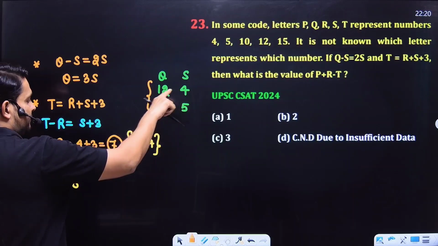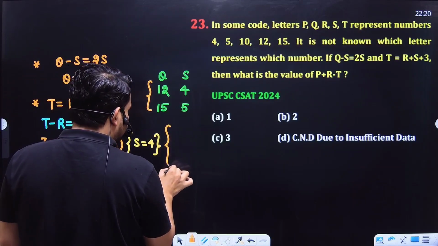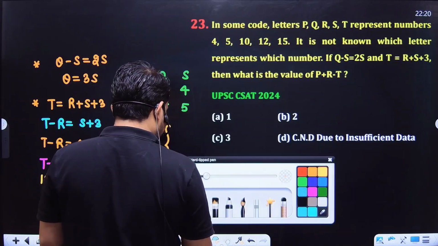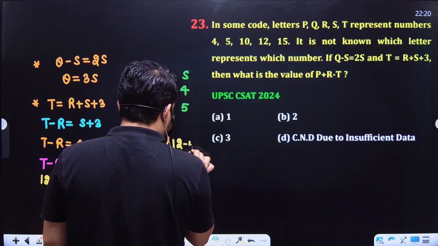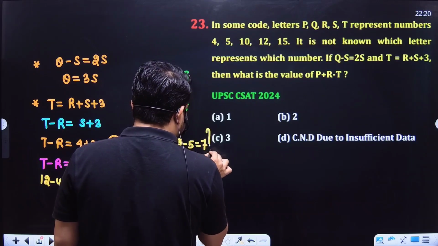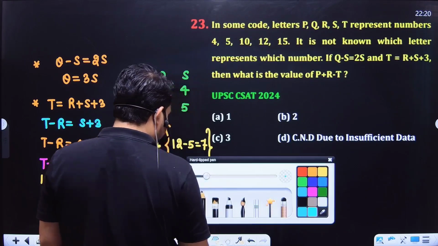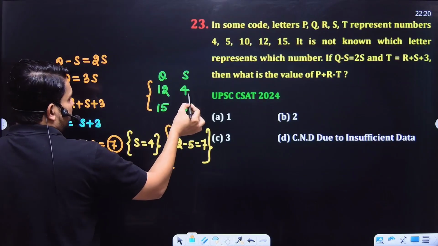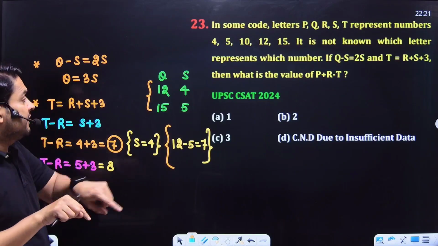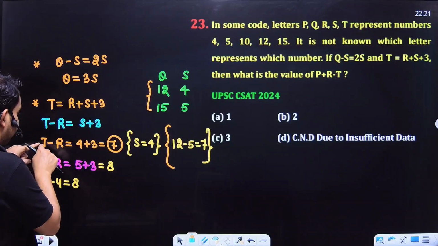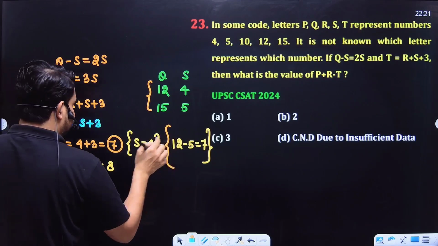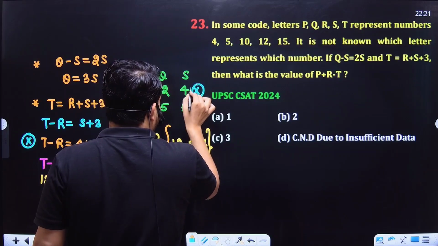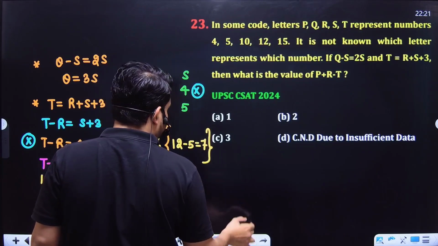But in this scenario, what the problem was? The problem was, if I put S equal to 4, then I have a combination. What it was? It was 12 minus 5 is equal to 7. But I cannot take 12 as the value. Why? Because if I put S is equal to 4, then it is clearly mentioned that Q is equal to 12, and here I am taking T equal to 12, so I cannot take T as 12. So this combination fails. So this combination passed.